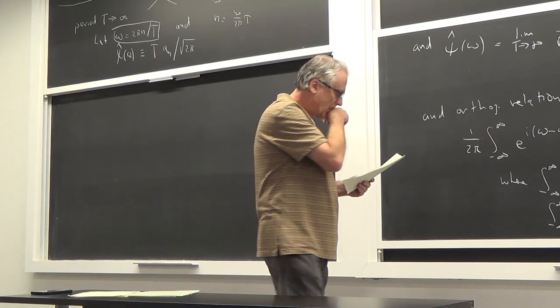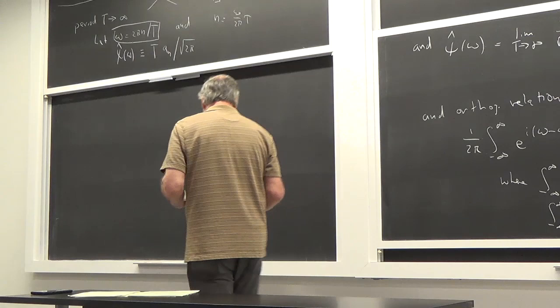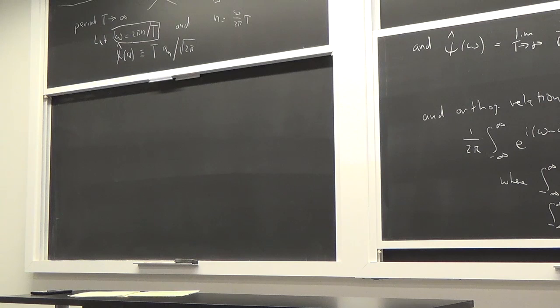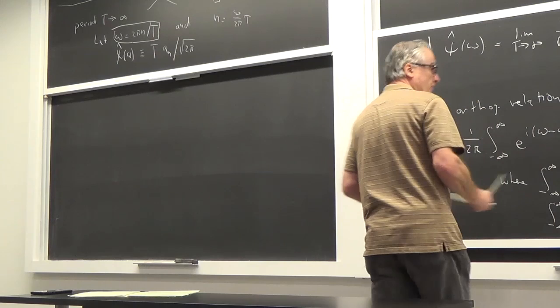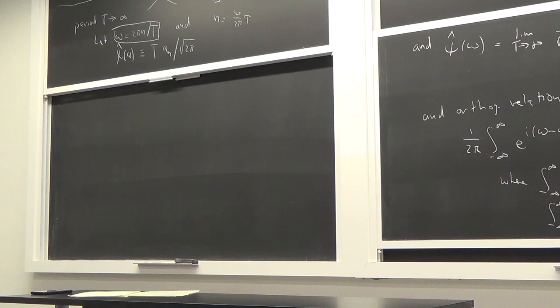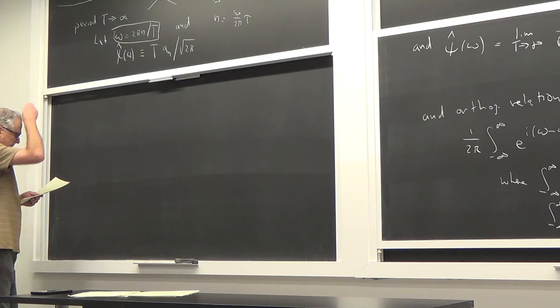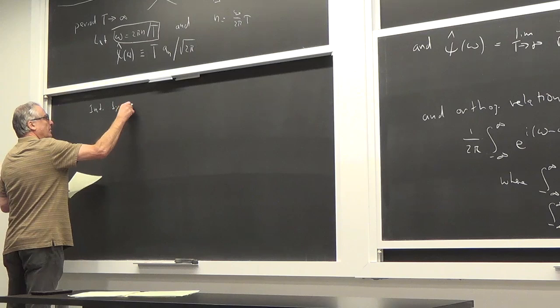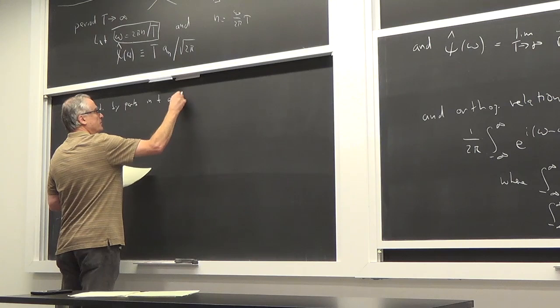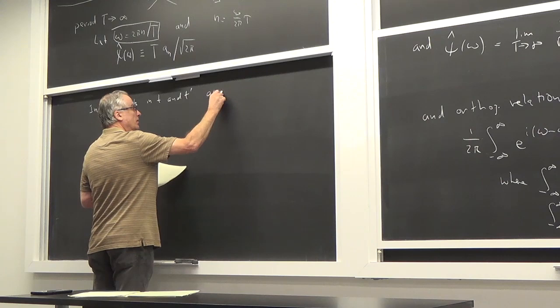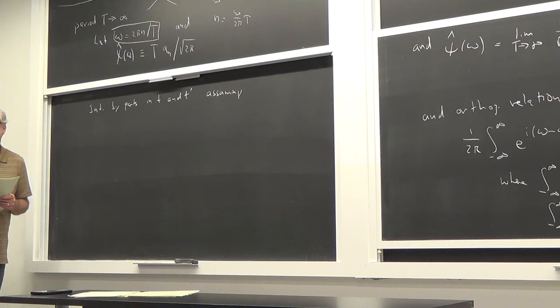So the equality is still working. Okay, let's see. Now I'm going to integrate by parts. Now I'm going to do my integration by parts. Of course, it was awkward that I turned my exponentials into derivatives, so I've got to make use of that and then get my exponentials back somehow. So integrate by parts, in t and t prime. And I'm going to assume that my wave packet doesn't go off to infinity.